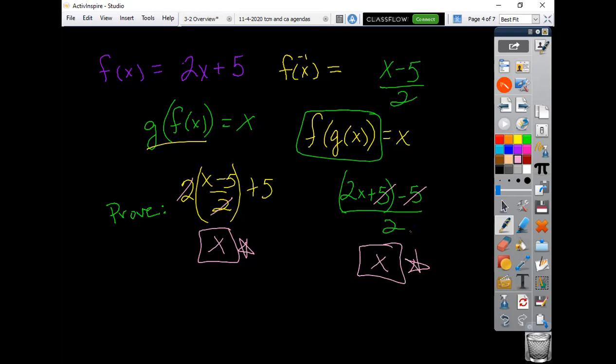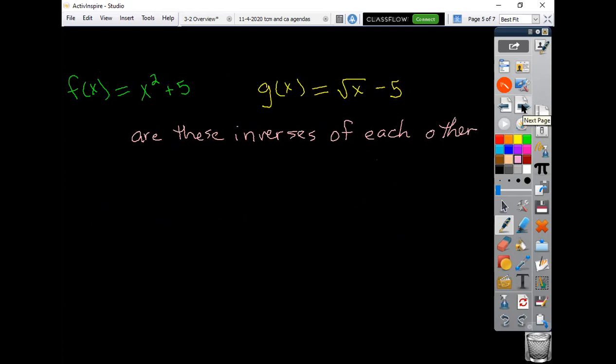And so that's how you prove algebraically. When it says prove, that's what you have to do to show that indeed they are inverses of each other. All right, are these inverses? So we're going to do that same thing we did on the last problem. We're going to put this one in place of this x and see if it undoes everything.